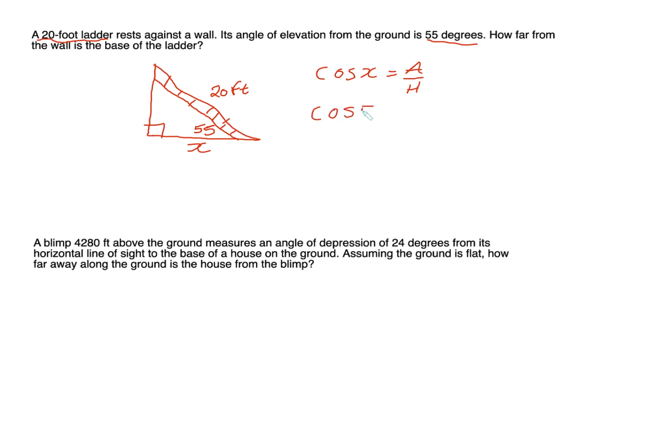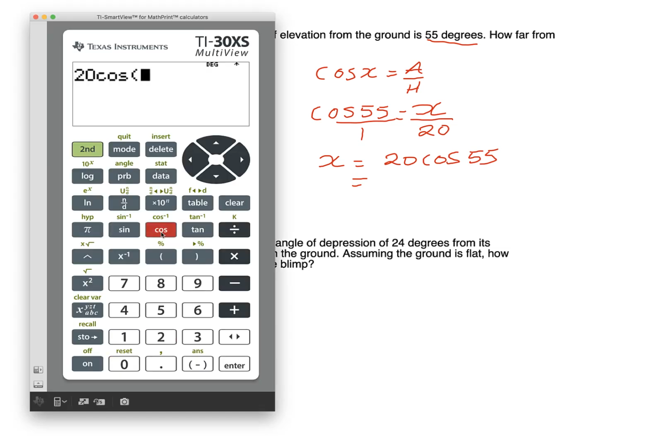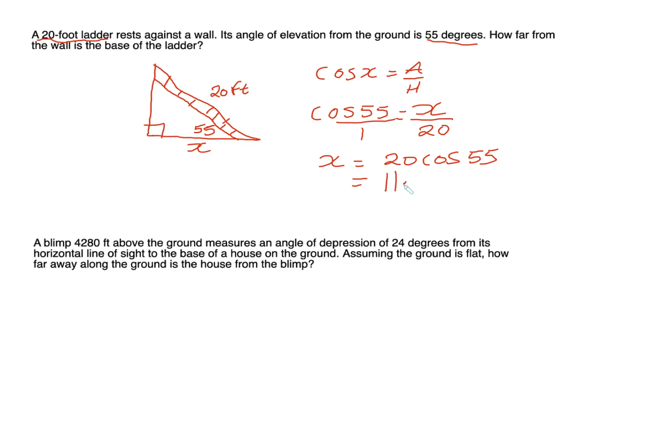Therefore, cos of 55 degrees equals your adjacent, which we're trying to find, and I labeled it as x, over 20. Now I'm going to cross multiply, so I get x equals 20 cos 55. I'm going to put that in the calculator, 20 cos 55. And I'm going to round my answer to one decimal place, so it's going to be 11.5 feet. That is the distance from the wall to the base of the ladder.